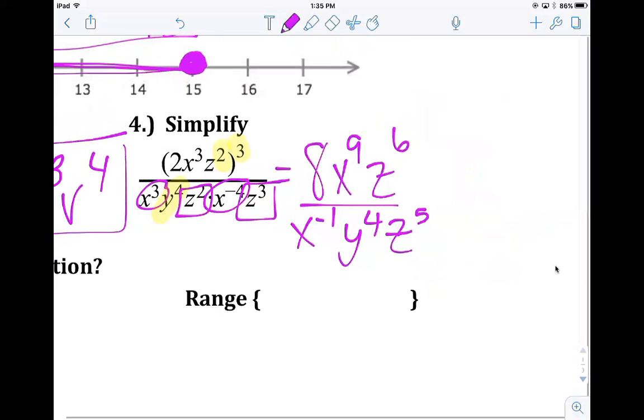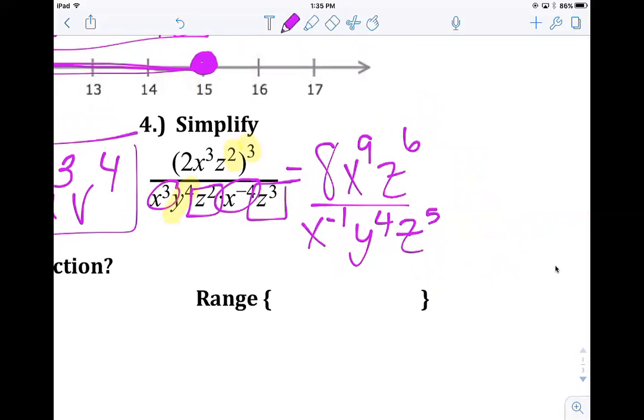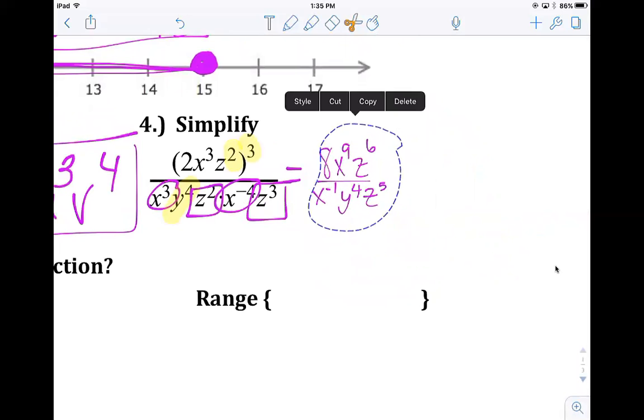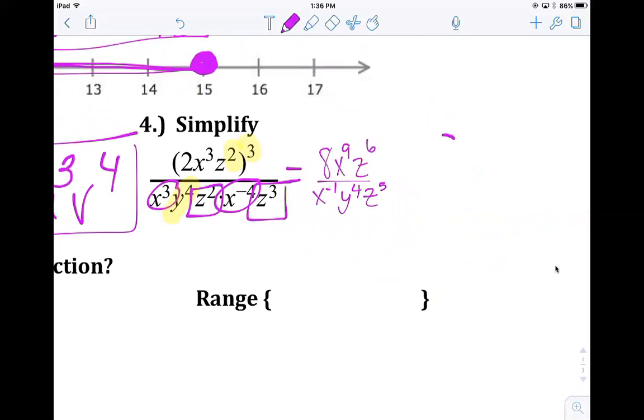So now that we condensed the top part and the bottom part, we want to do the top and bottom together. So our 8 is going to stay put. That does not change. So let's look at our x's. We have 9 on top and a negative 1 on the bottom. The shortcut was to say, all right, we're going to take the top minus the bottom. So 9 minus negative 1 becomes a positive 10. That becomes 8x to the 10th.